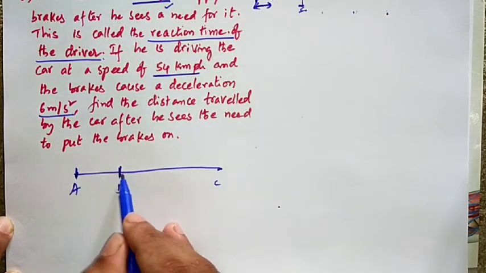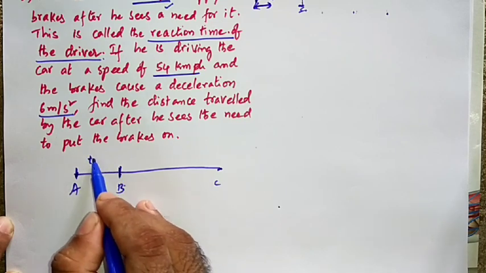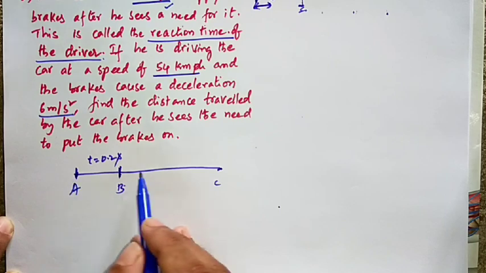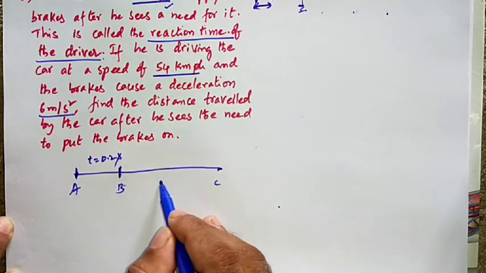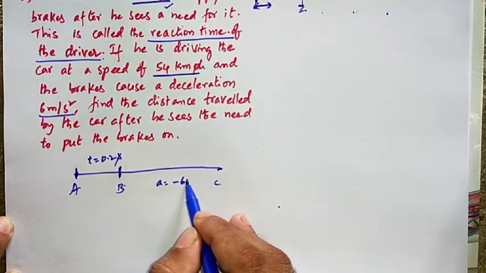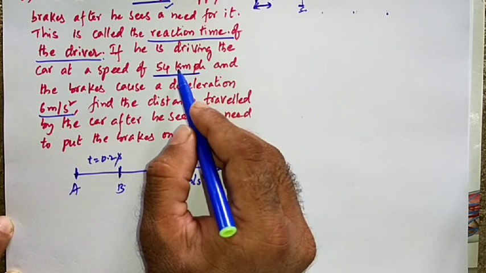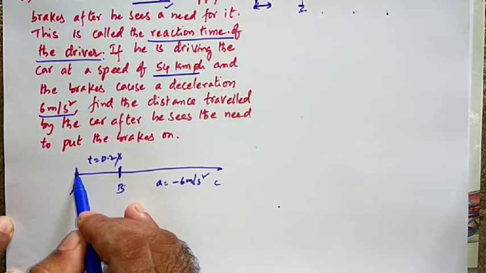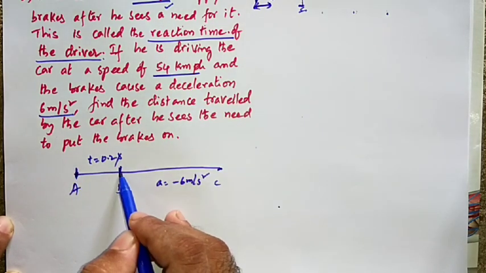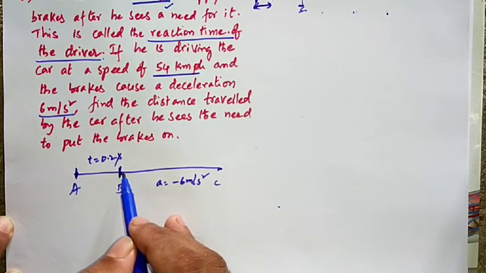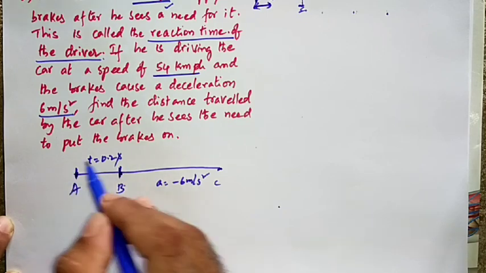So A to B, what is the time traveled? That is 0.2 seconds. Now B to C, what is the deceleration? It is given as 6 meters per second squared. 50 kilometers per hour is the speed of the vehicle at A. What is the speed of the vehicle at B? Same, because from A to B it is traveling with uniform speed. Here the brakes are applied.